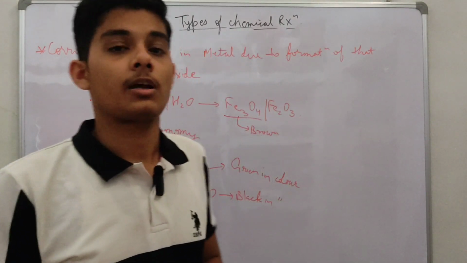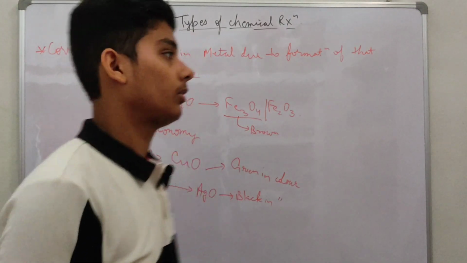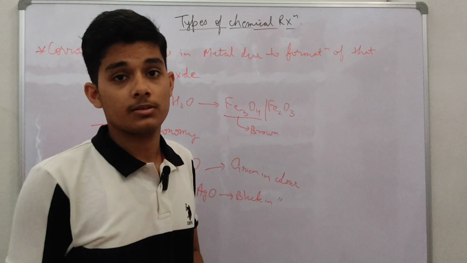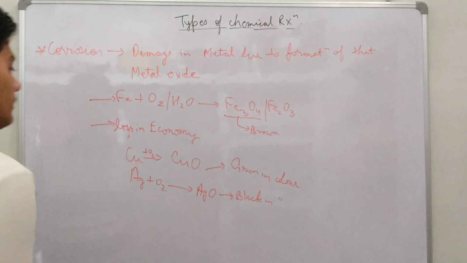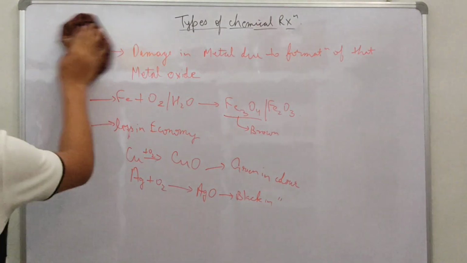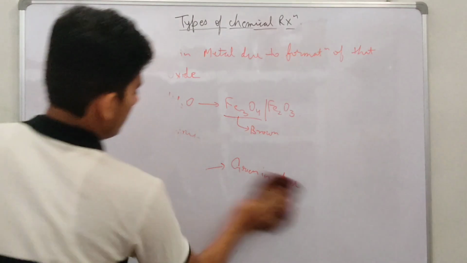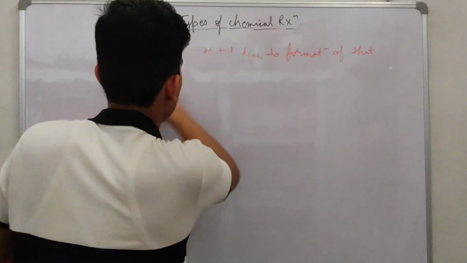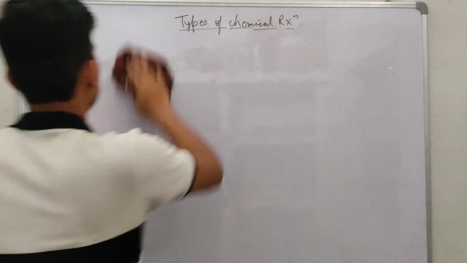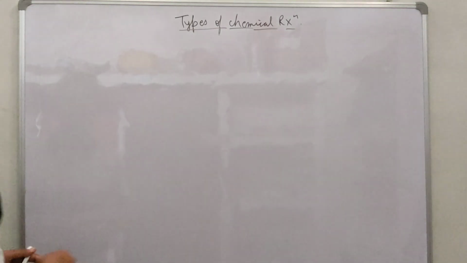So this is corrosion. In corrosion we studied that basically an oxide layer forms, and because of that a lot of damage occurs, and it is causing a loss in the Indian economy. So it is a big loss for our economy. Now I am going to discuss rancidity.